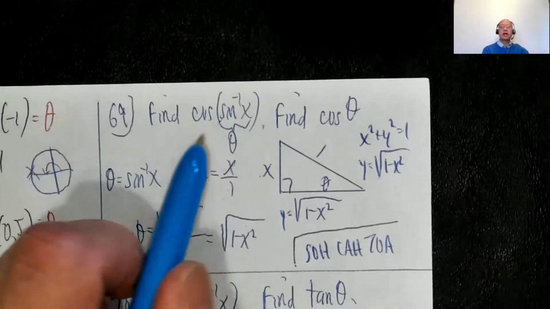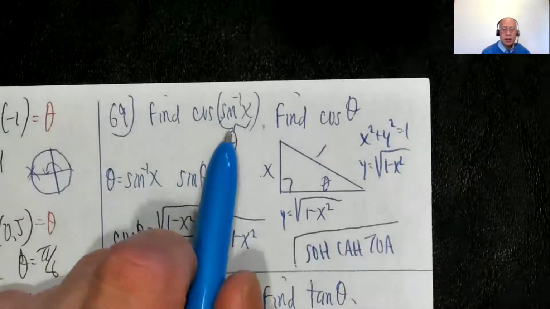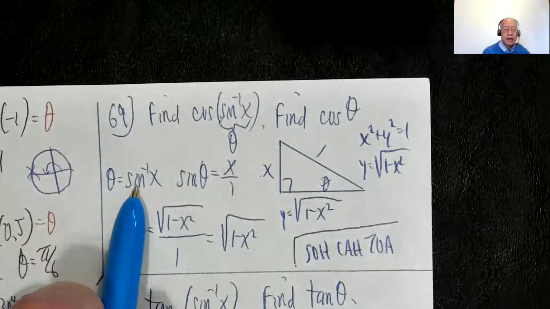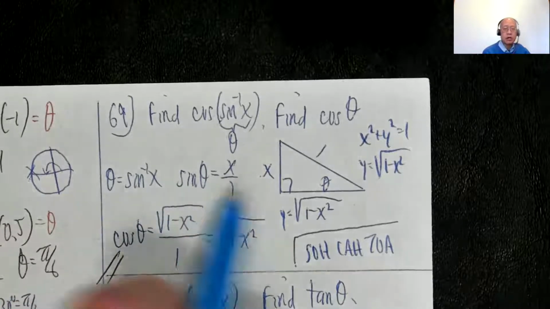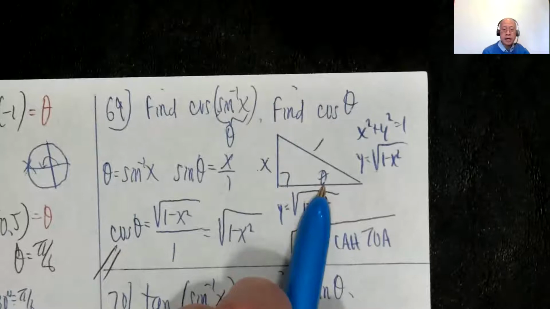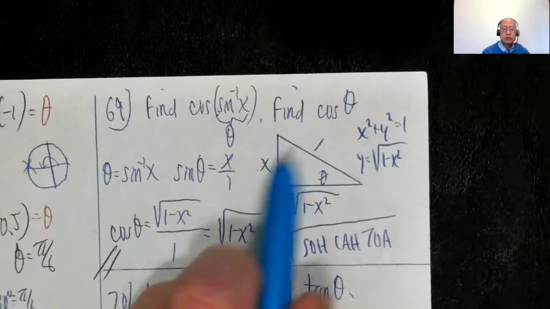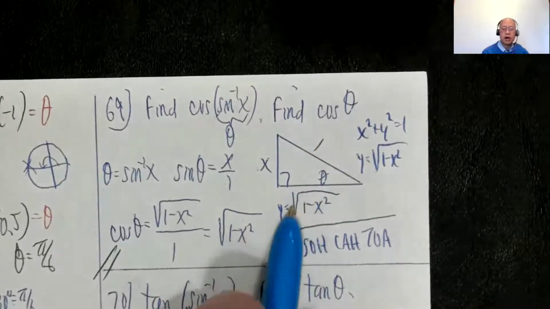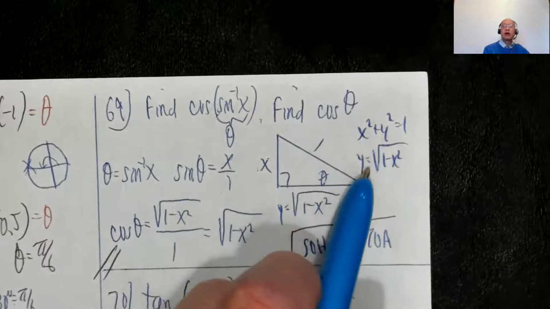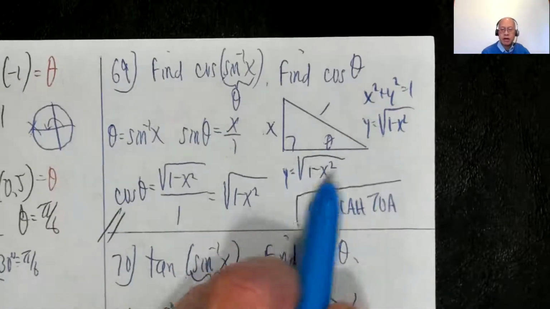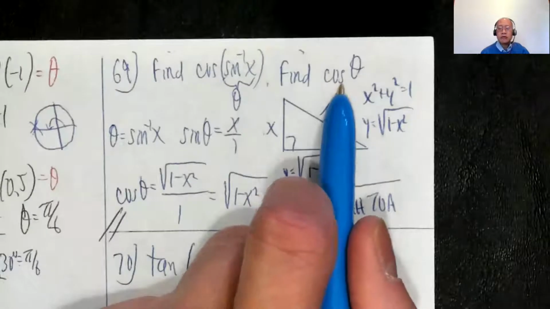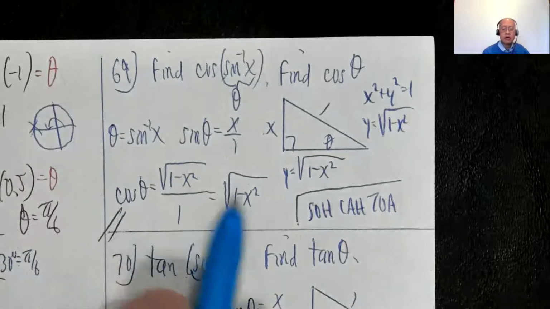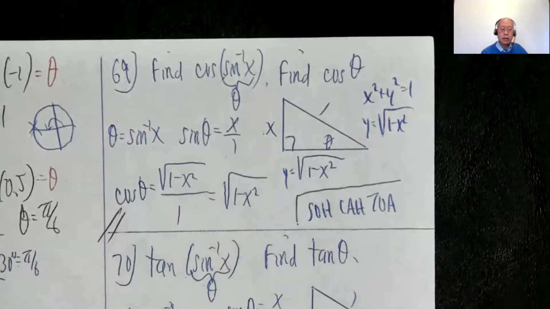Okay, 69, find cosine of inverse sine of x. Call this theta. Ultimately, I want to find the cosine of theta. So theta is inverse sine of x. That means the same thing as sine of theta is x, x over 1. So I draw my right triangle. Here's theta, opposite over hypotenuse. Do a little bit of Pythagorean theorem, a squared plus b squared equals c squared. I call that y. X squared plus y squared equals 1. So y equals the square root of 1 minus x squared. So this is radical 1 minus x squared. I want cosine of theta. So cosine of theta is adjacent over hypotenuse, radical 1 minus x squared divided by 1. Final answer is radical 1 minus x squared.